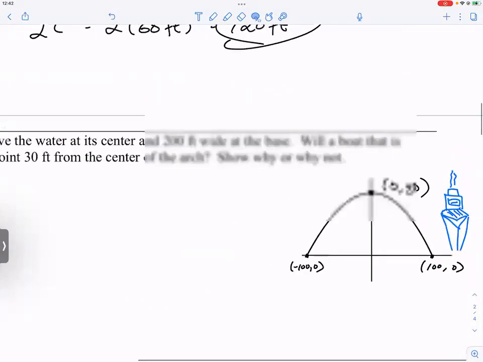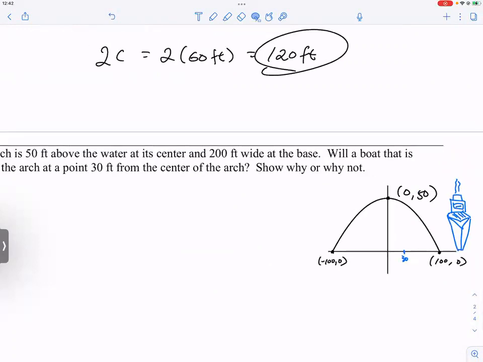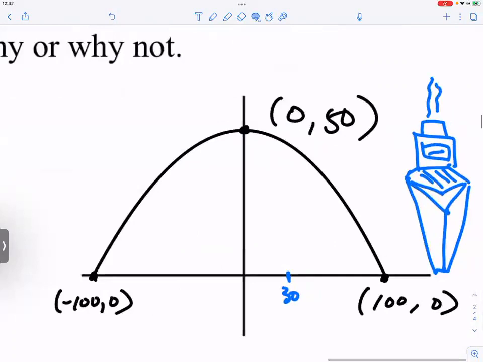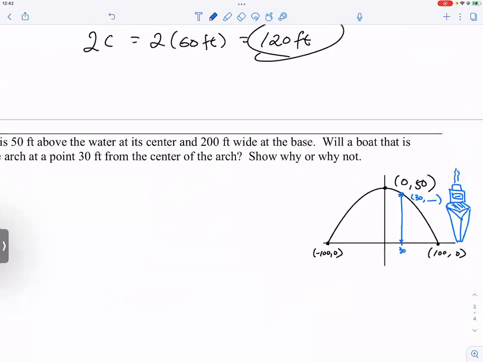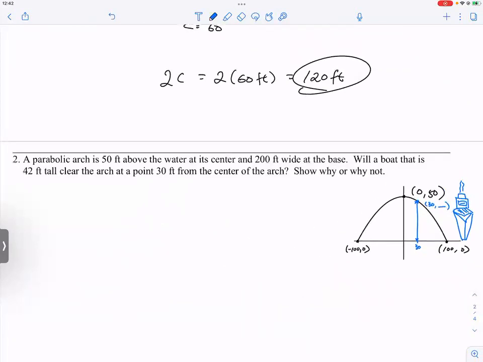So what is it asking? Okay, what is it really asking here? So we want to know, how high is it here? Is it 42? Is it more than 42? Or is it less than 42? So to answer this question, we can simply find out this point, because this point is going to be (30, something). So if we can find out that y coordinate, which is the height of the arch, we can tell. Okay, if it's bigger than 42, we're happy. If it's less than 42, we tell the boat to stop because it's going to crash into the arch. It's going to destroy the arch.